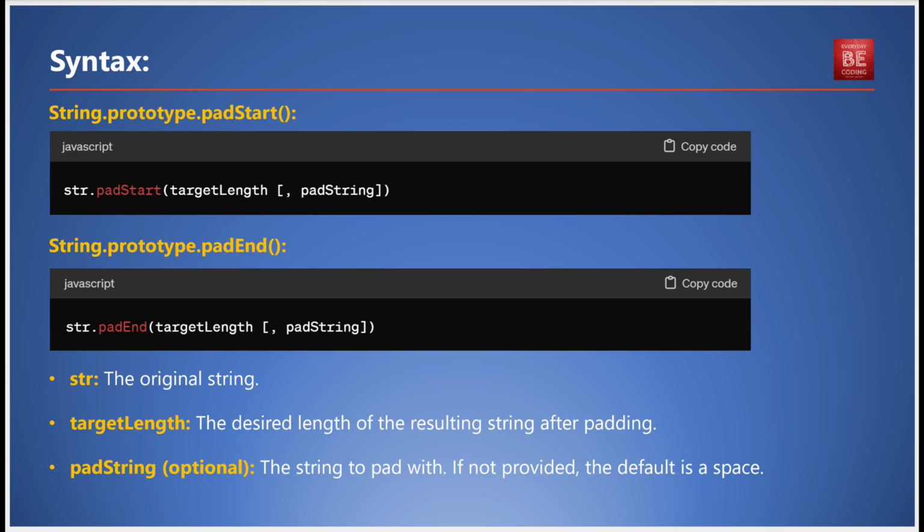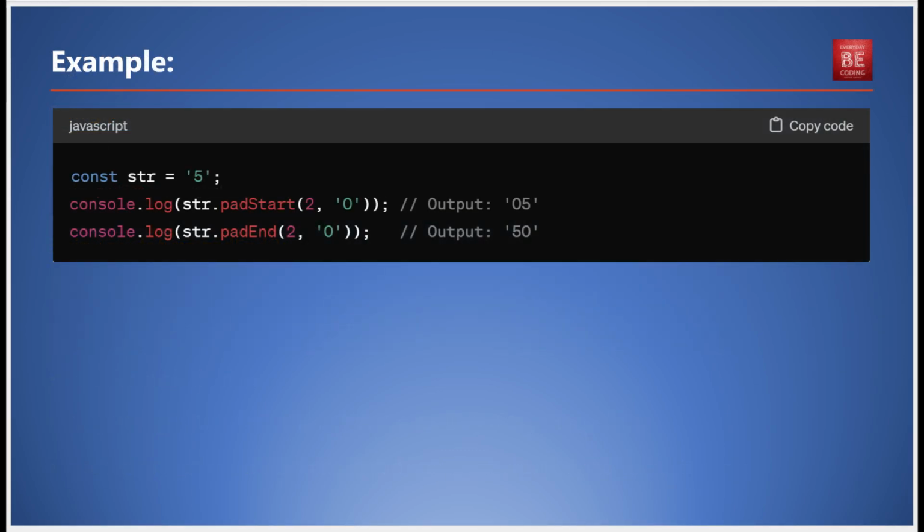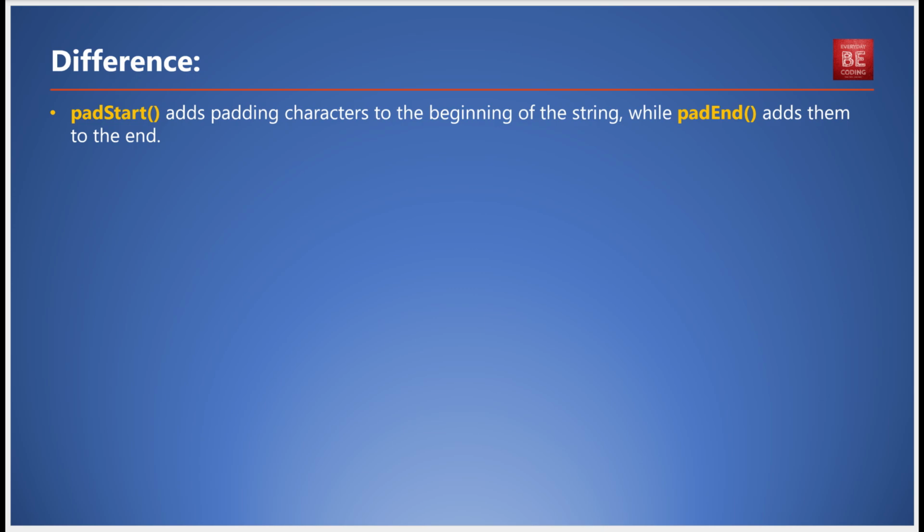The str stands for the original string, while targetLength represents the desired length of the resulting string after padding. padString is optional and represents the string to pad with. If not provided, the default is a space. Let's illustrate this with an example. Suppose we have a string '5'. If we use the padStart method with a target length of 2 and a pad string of '0', our output becomes '05'. On the other hand, if we use the padEnd method with the same target length and pad string, our output becomes '50'. What's the difference between these two methods?